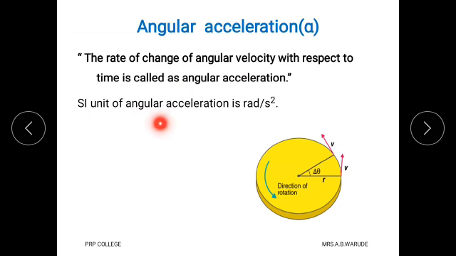Then we write the SI unit of angular acceleration. The formula is angular velocity upon time. For angular velocity, the unit is radian per second, and upon time, therefore the SI unit of angular acceleration is radian per second square.